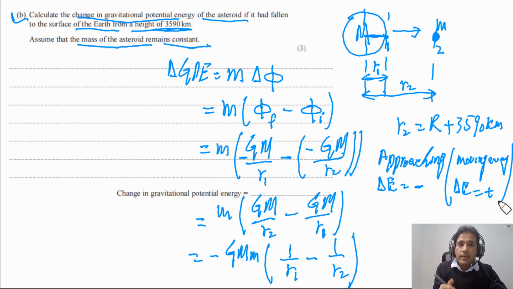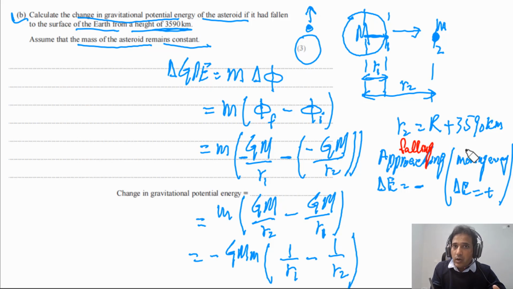It's the same. For example, if this is the planet and this ball goes away, what is the change in potential energy? Positive. If it is falling, what is the change in potential energy? Negative. So in this case it is falling. That's the point you need to understand. So approaching means falling, in simple language, and moving away means rising. Now simply we need to plug in values.